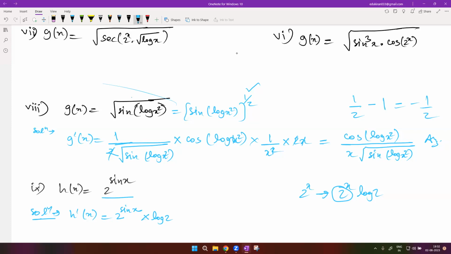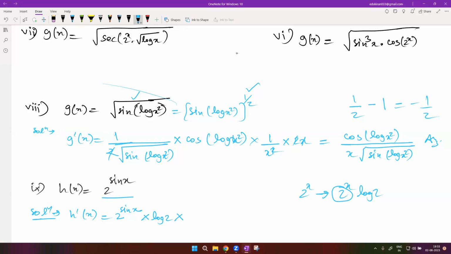If the power is constant, just like in the previous cases, then it will be treated like an algebraic function. If the power is variable, then it will be treated as an exponential function. So 2 to the power sin x is an exponential function. So it will be like 2 to the power sin x only, then log 2.